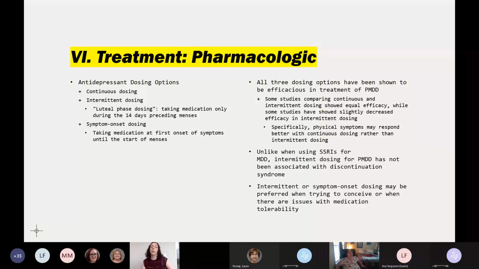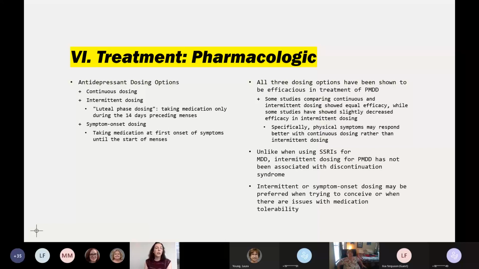Another thing, when we're comparing how we would use SSRIs for major depressive disorder, we really encourage our patients not to abruptly stop taking their SSRIs because they may have discontinuation syndrome. So you might think, why would I tell my patients to do intermittent dosing? They may have discontinuation syndrome when they are only taking it for 14 days and then stopping it. But actually, there have been studies that show that there's not really an association of discontinuation syndrome with intermittent dosing. And we think that's just because they're on it for such a brief period of time that it hasn't allowed for the downregulation of postsynaptic receptors that we link with discontinuation syndrome.